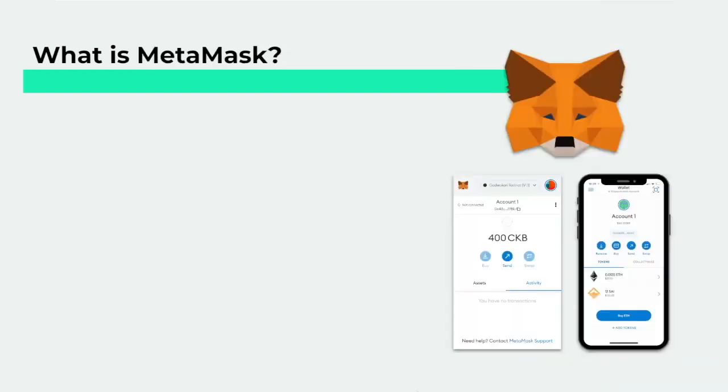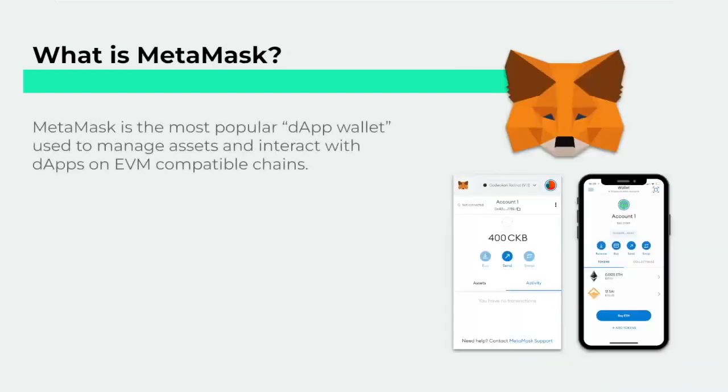What is Metamask? Metamask is the most popular dApp wallet used to manage assets and interact with dApps on EVM-compatible chains. So if you look at the screenshots on the right here, on the left side, that's the Metamask extension, which is a browser extension that runs in your browser. That's the original version. That's what we're primarily going to stick to today. And on the right, that's the mobile version.